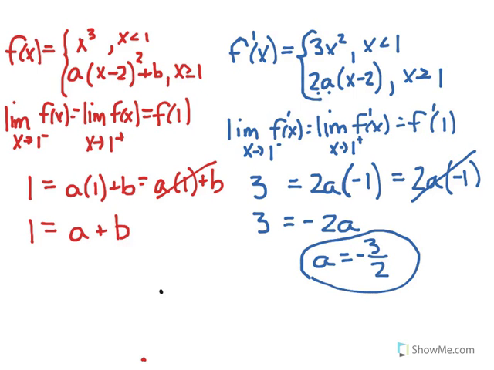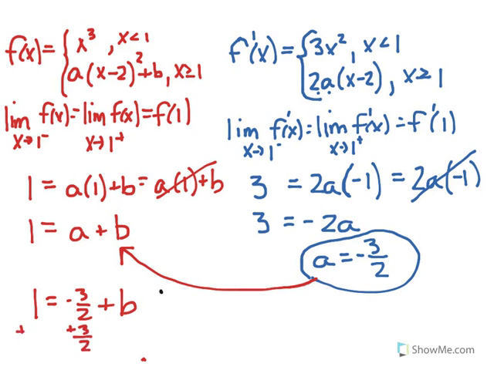And we could now use the information we have here to solve for b. We'll go ahead and fill in the negative 3 over 2 for a. So we get 1 equals negative 3 over 2 plus b. I've got to get b by itself, so I'm going to add 3 over 2 to both sides. And continue this over here so I don't run out of room. They cancel. That's 2 over 2 plus 3 over 2 is 5 over 2 equals b.